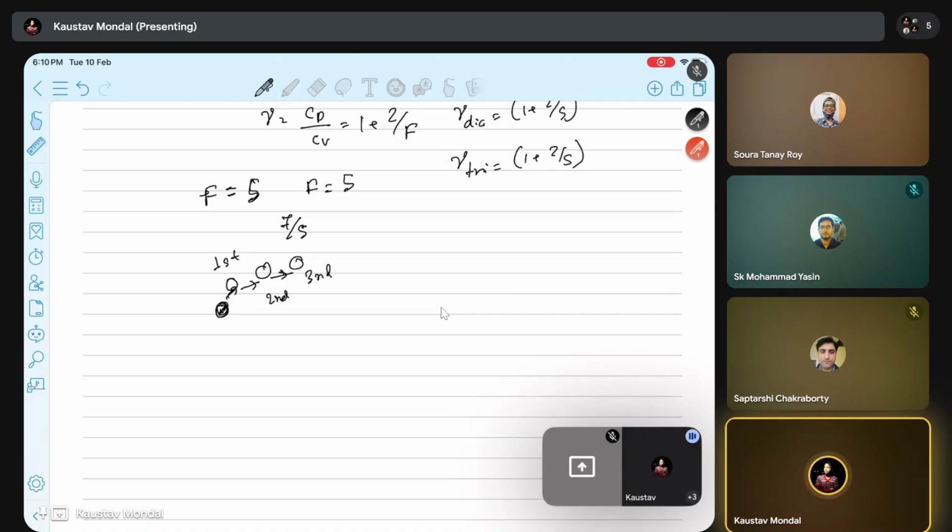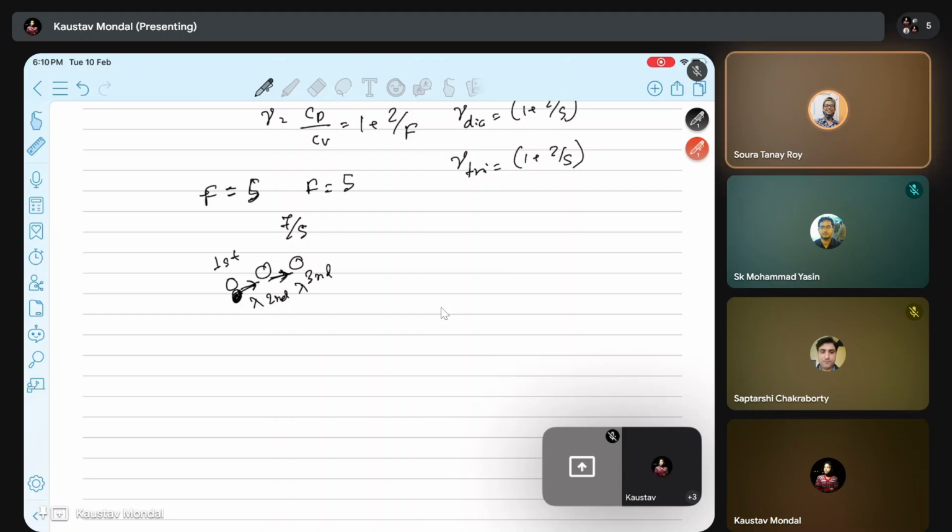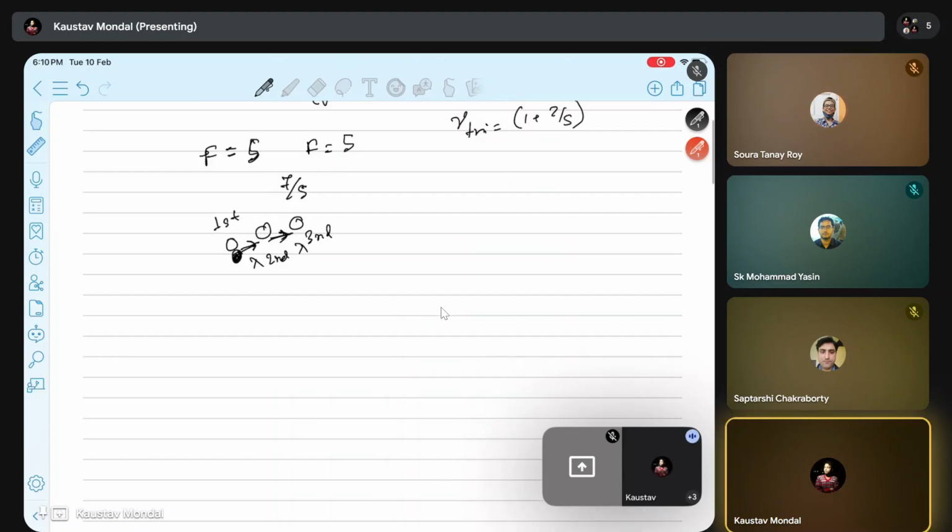No, it's saying that the molecule has just suffered the first collision. After that, it moves lambda and suffers the second collision, then moves lambda again and suffers the third collision. So that's why it comes to lambda, I guess. Okay, understood.